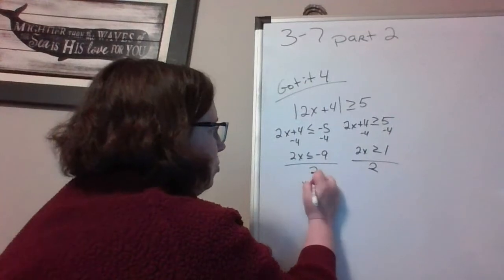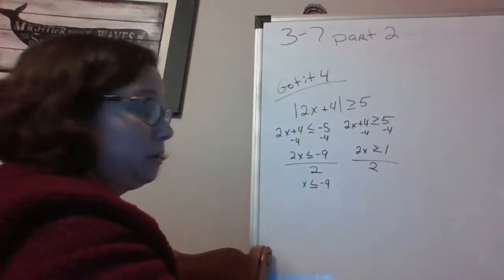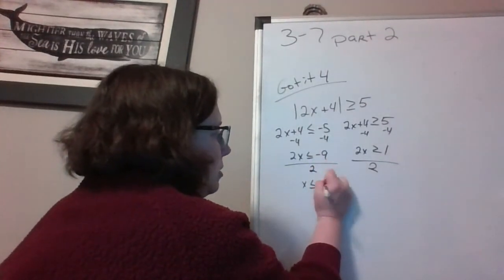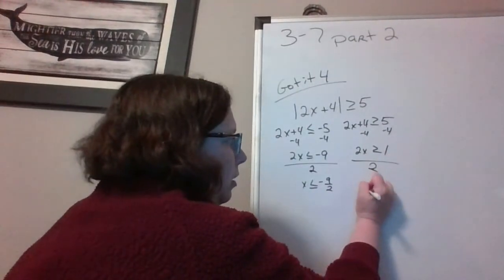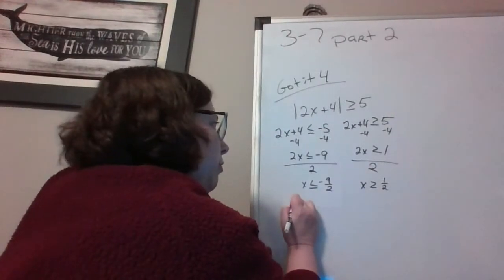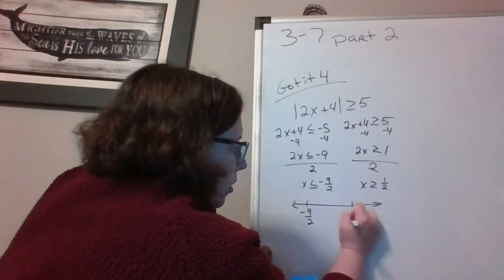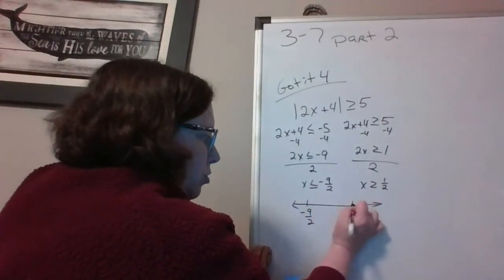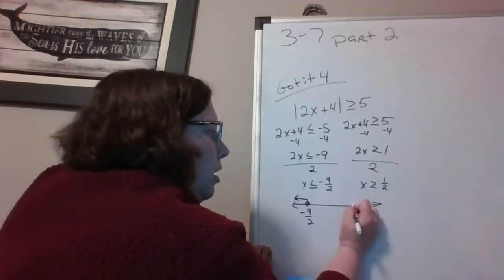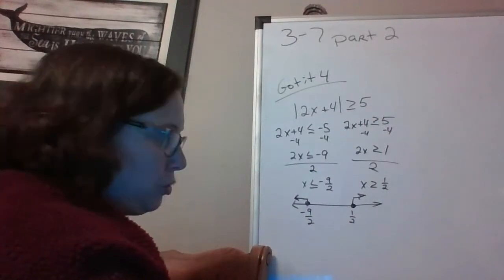Divide everything by 2, and we get x is less than or equal to -9. Oh, I forgot to actually divide there. So it's -9/2. And then x is greater than or equal to 1/2. So when I graph this, my negative is going to go on the left. I have closed circles, and x is less than or equal to -9/2. X is greater than or equal to 1/2. So you can see I do have my OR solution.